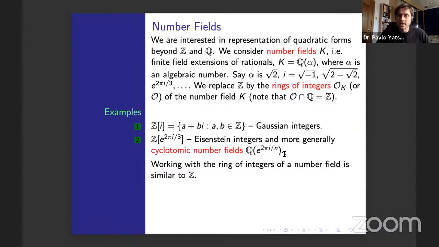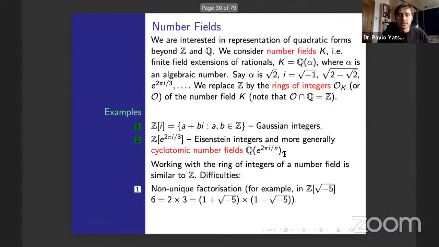So working with number fields is not really much different than working with rational integers. However, there are a few difficulties. One of the difficulties is that generally we can't assume we have unique factorization. And it does actually pose a problem when one works with lattices. I won't mention it too much, but when one works over the rational integers, we can assume we have free bases, and that's not necessarily the case when we work over number fields.